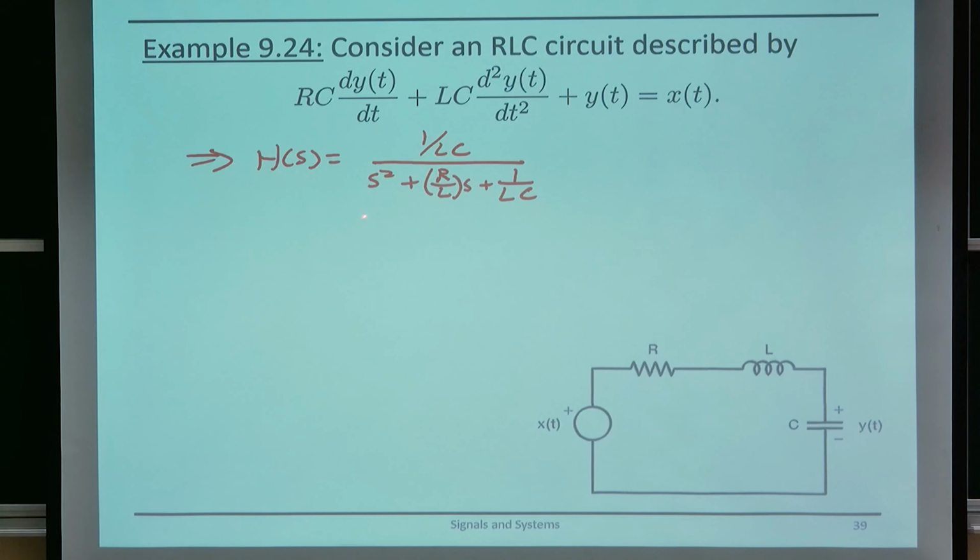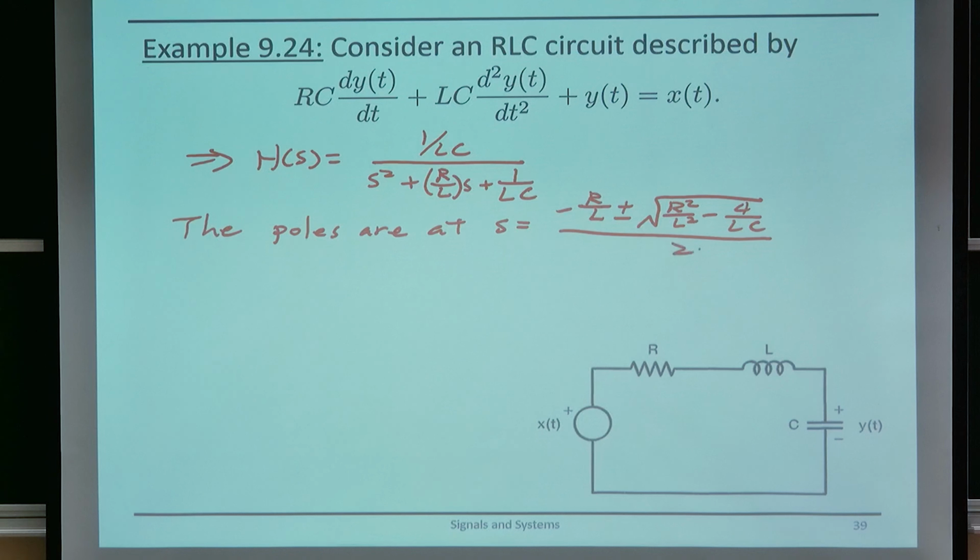Now you have a second-order polynomial in the denominator, so you know that you should have two poles. If you find the zeros of this denominator, then you know that the poles are at s equal to minus R over L plus or minus the square root of R squared over L squared minus 4 over LC, all over 2.